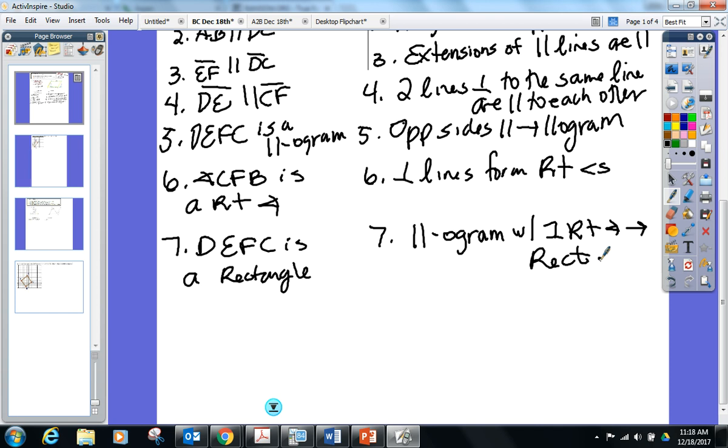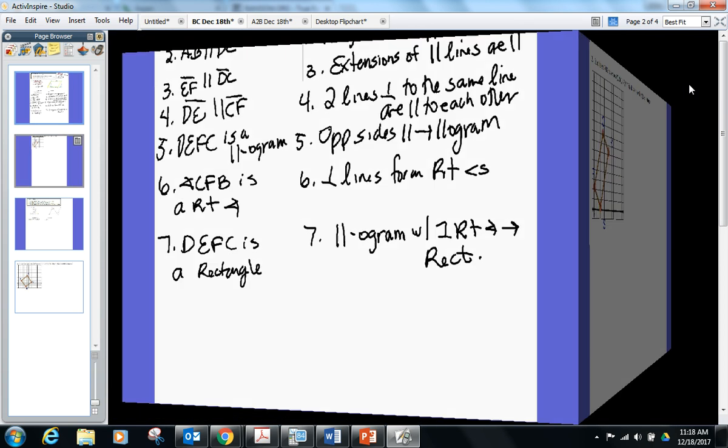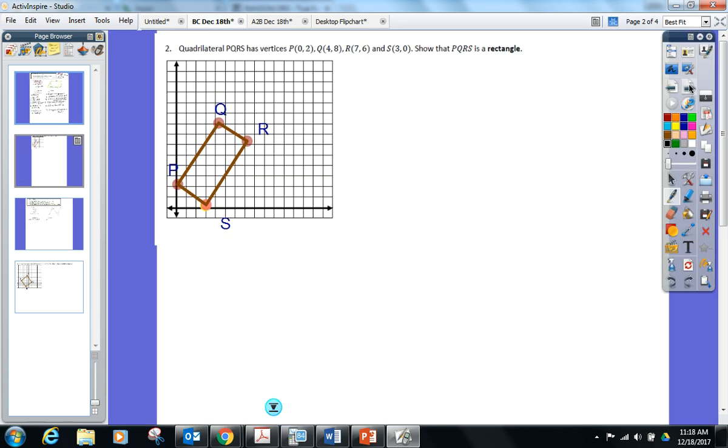Whew. All right, ready for not a new type of proof, but a different way to go about it. On the graph. Go ahead, graph it and we'll talk. Make sure you're putting (0, 2) on the y-axis and (3, 0) on the x.